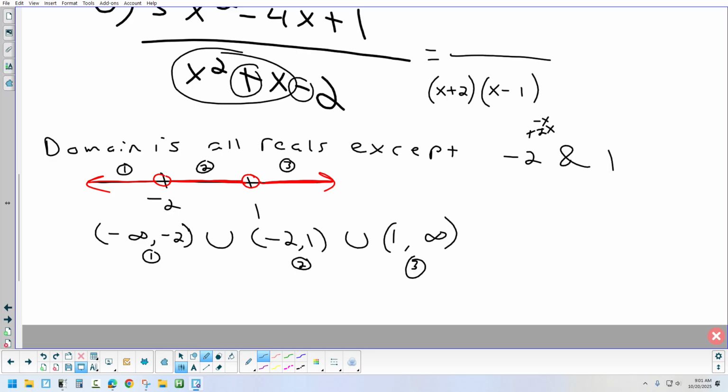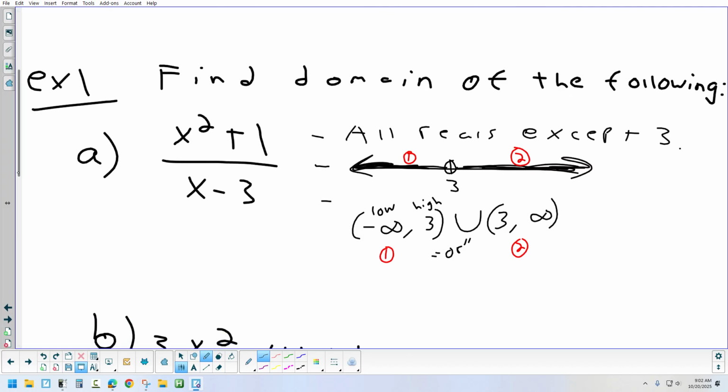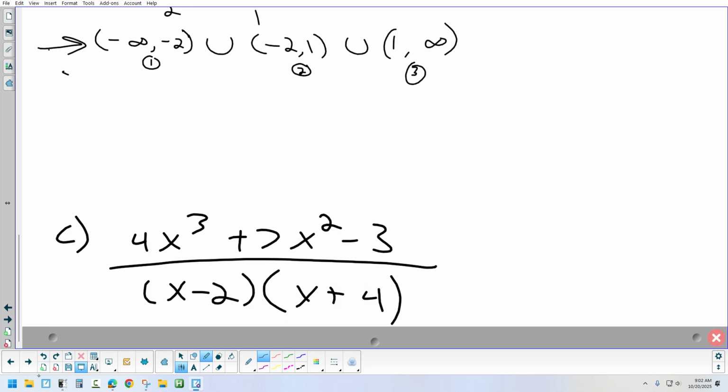Okay. Any questions on that one? And this would probably be the most complicated one we would have, where you have to write 3 sets of parentheses. This one would be a little simpler, where you only had to write 2. All right, let's try one more of those.